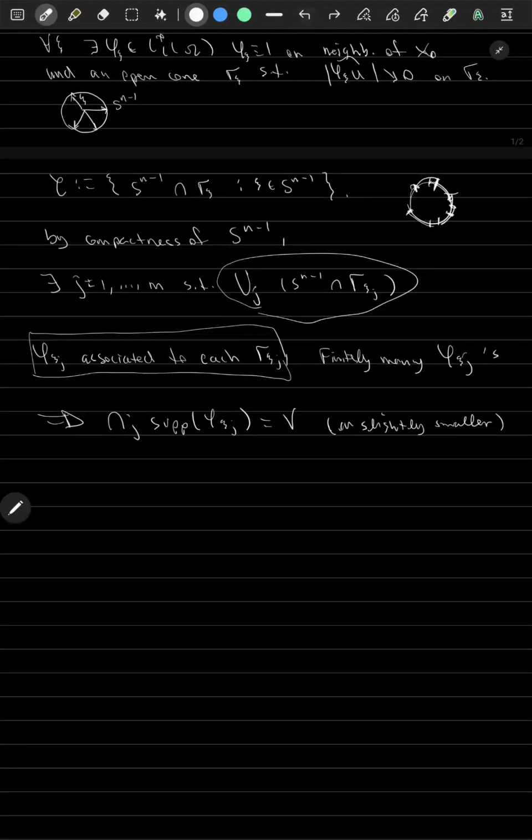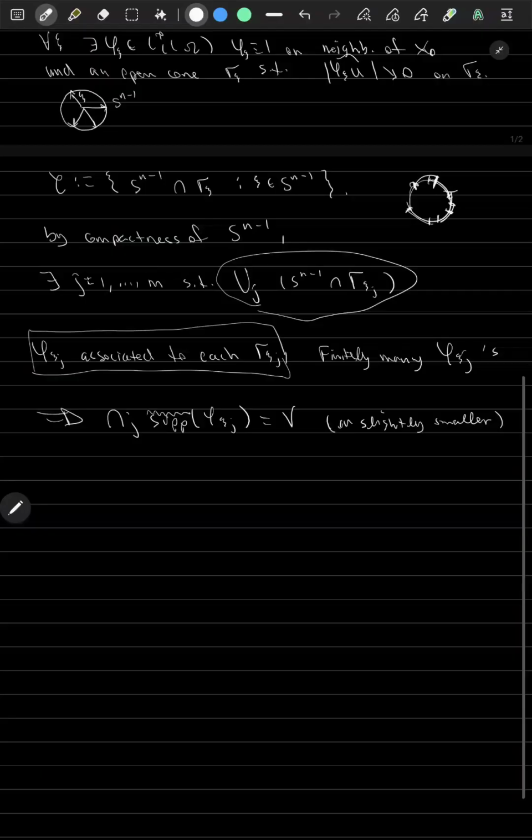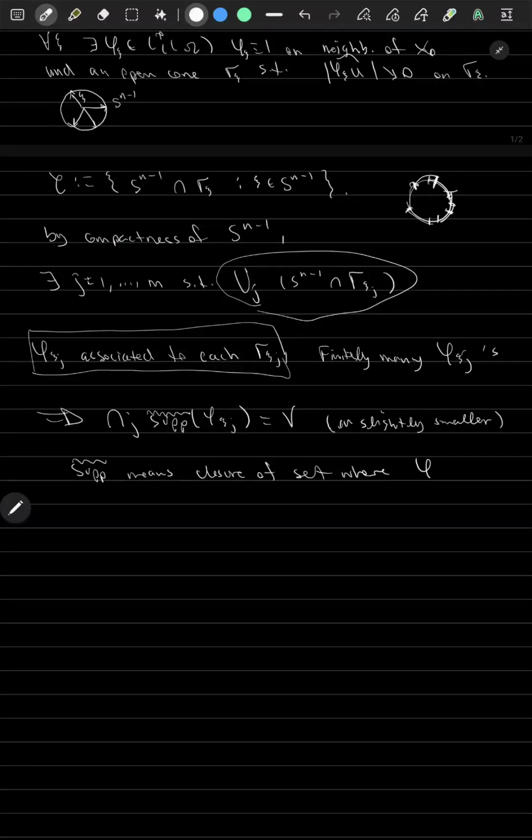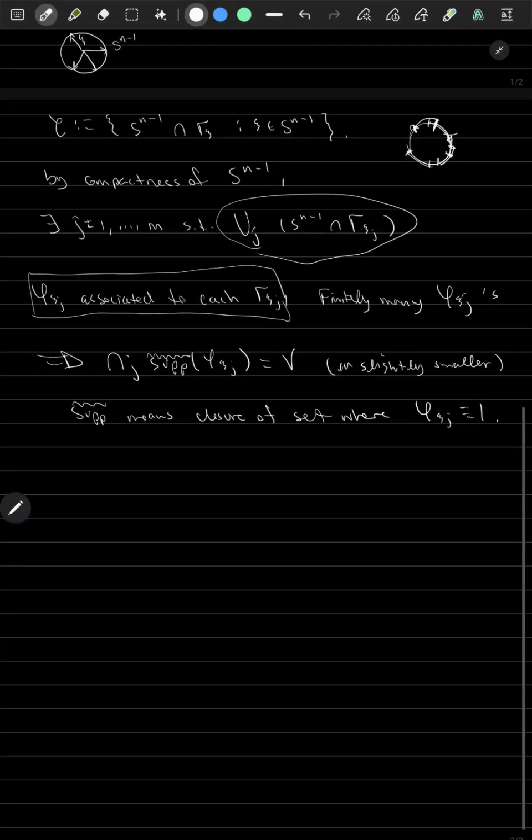Let's call this support with a squiggly line on top. Support with a squiggly line is not the closure of the place where this guy is positive, but means the closure of the set where phi xi j is identically equal to 1. So we want basically the smallest neighborhood around x0 such that all of our phi xi j's are equal to 1. That's what we want. Right, so why do we want this?